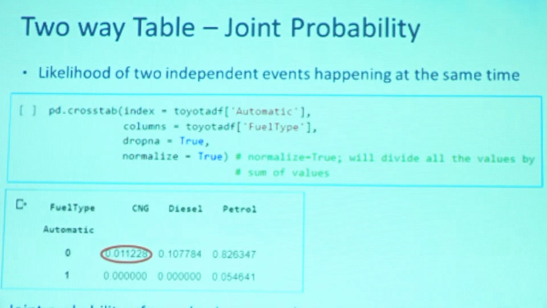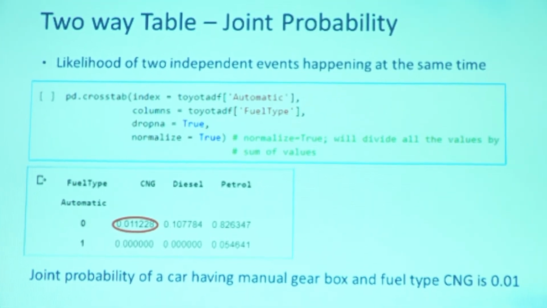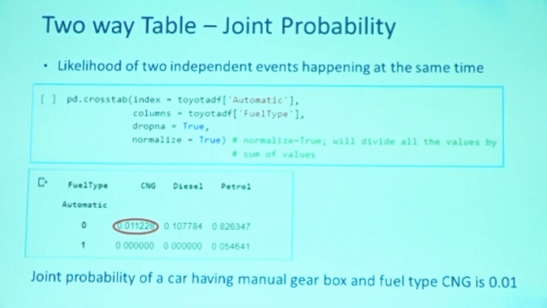Joint probability, from here I infer the joint probability of a car having a manual gearbox and fuel type CNG is almost 0. I do not have any car with that combination. Okay? This helps me analyze my data with respect to various features. Till now we were not working with features enough. We were individually focusing on them. Now we are grouping them and trying to see what effect one has on the other. Understood?